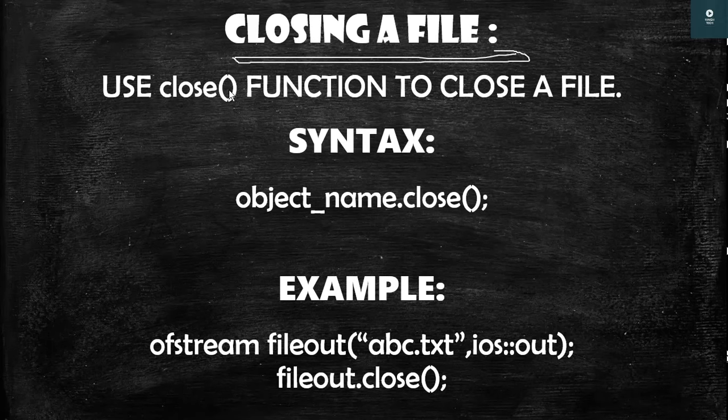After working with the file, at the end you always have to close the file. To close a file, use the close function. The syntax is: write the object name first, then the dot operator, then the close function. For example, if you have a file whose name is abc.txt and whose object name is fileout, write the object name and then the close function. This is it.